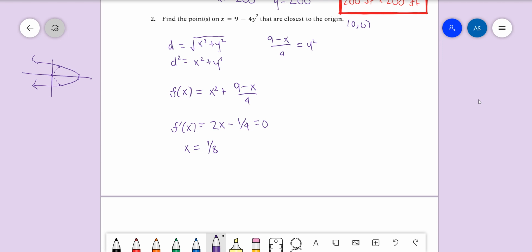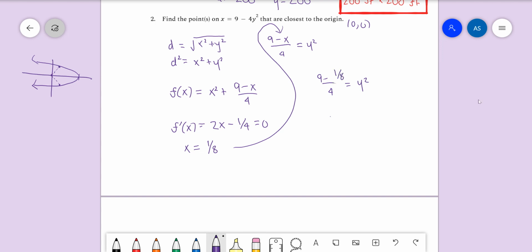So we have to actually take this x value and plug it up there. That's a really curvy line. Anyhow, so we have 9 minus x over 4 equals y squared. I meant to put in the 1/8. My bad. All right, so we put in the 1/8.